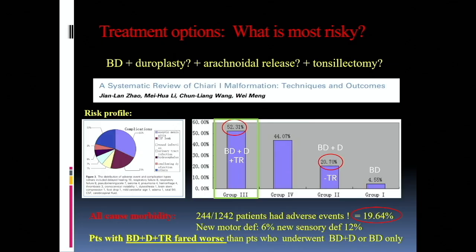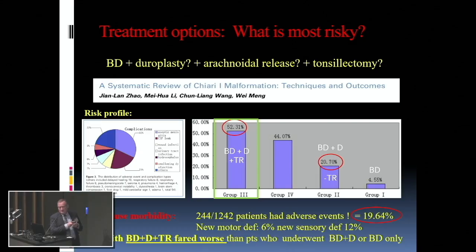A new motor deficit, 6% of patients. Could be the difficult patients, could be the one with the big syrinx, could be the one where you try to dissect something and you violate a piece of the posterior brainstem, but it's a difficult thing. New sensory problems, 12%. Maybe you decompress too much, the brain sags, there's more stretch, patient has a new problem, right? But patients with bony decompression and tonsillar resection did by far worse than the ones that had the duroplasty done only. So my decision tree is based on equal efficacy but decreased morbidity.